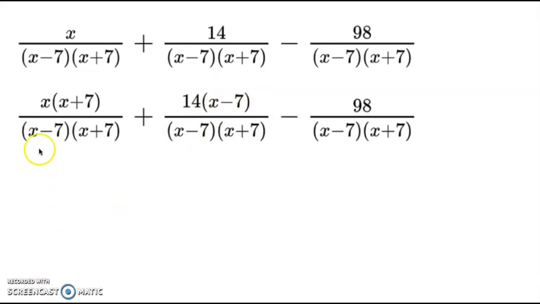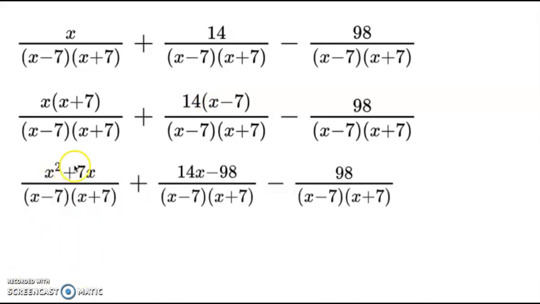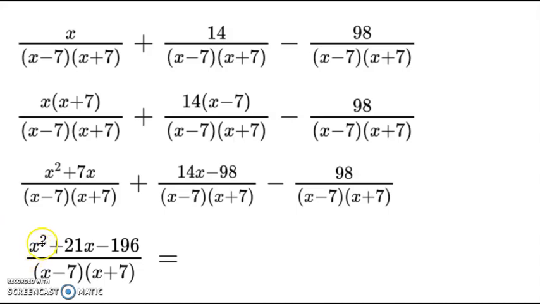7. Now I distribute the first numerator, I get x squared plus 7x, and I distribute the 14 in the second one, which is 14x minus 98. So here's rewriting that. Now I add and subtract the numerators. So I have x squared plus 7x plus 14x minus 98 minus 98. So I have like terms of 7x plus 14x, and I get 21x, and negative 98 minus 98 equals negative 196. So writing that gives me x squared plus 21x minus 196.